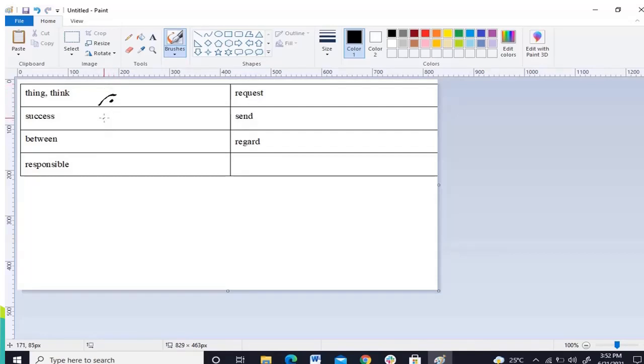Now, success is represented by our S, O, and K. Success. Next, we have between. So, we have B, and then the stroke for TN blend. Next, responsible, we have res. Yan. Res. R-S-P. Next, request. Yung ating request, we have R, K, E, S, T. Request. Next, send. We have S-E-N. Regard. We have reg, D. Regard. Okay? Brigade. That is our set of brief forms.